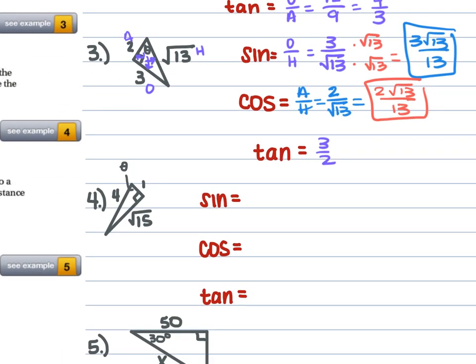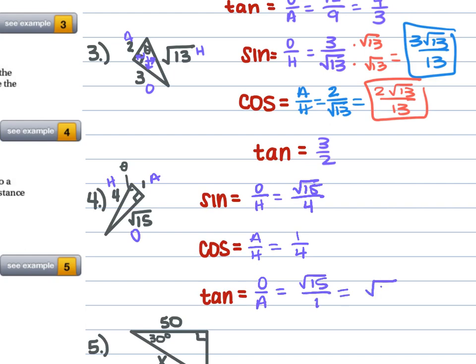For 4, we're dealing with 4, 1, and the square root of 15. Our 4 is our hypotenuse, our 1 is our adjacent, and our square root of 15 is our opposite. So our sine is opposite over hypotenuse, so that's the square root of 15 over 4. For cosine, it's adjacent over hypotenuse, so that's going to be 1 over 4. And then our tangent is opposite over adjacent, so that's the square root of 15 over 1, which is also just the square root of 15.